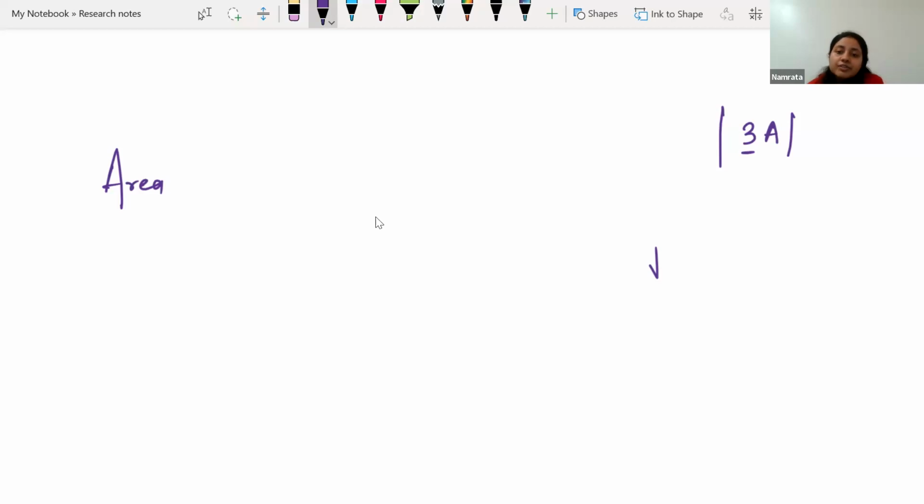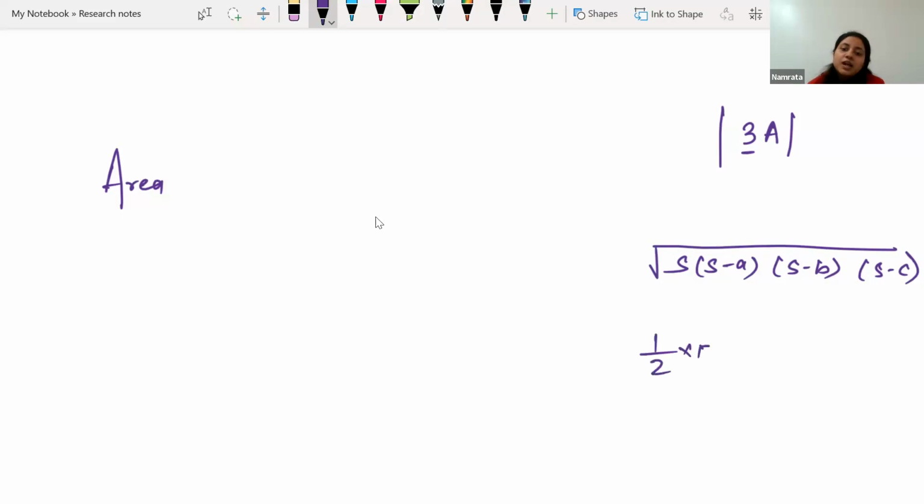So we were finding the area over here, and that formula was square root of s into s minus a, s minus b, s minus c. In lower classes maybe you have seen this, Heron's formula, and the basic formula, 1 by 2 into base into height. In the coordinate geometry chapter also you must have seen the area formula. Here also we will be able to find the area by using the concept of determinants.